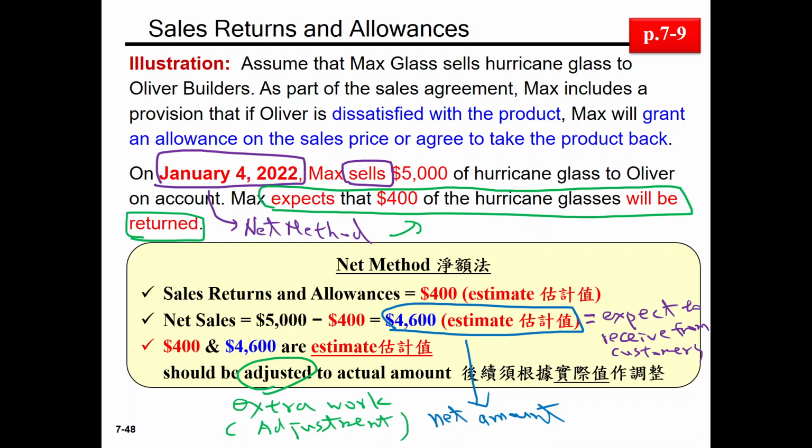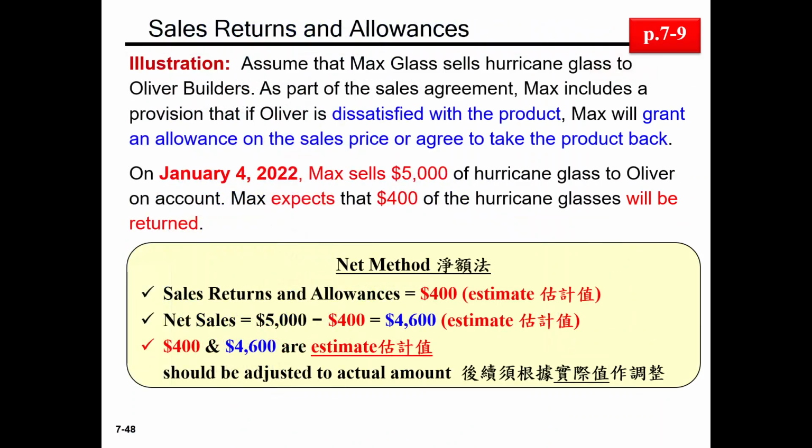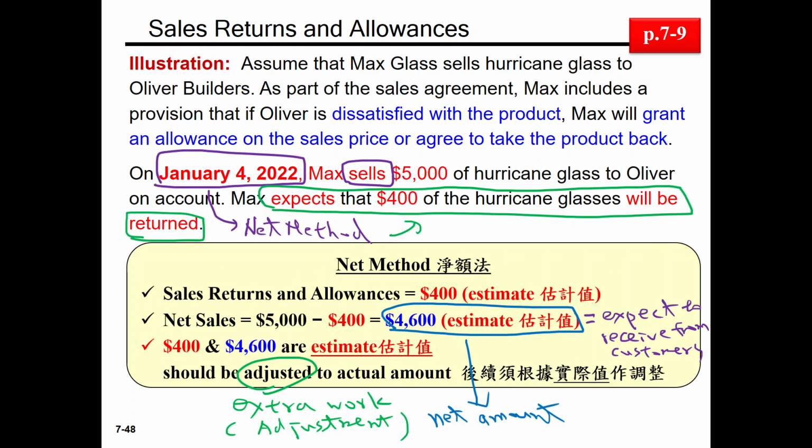Okay, so if you understand the numbers, how do we record it? Any questions? No problem. If you remember the concept we mentioned in chapter 8, what did we talk about? True sale, right? I sell the product. Is it a true transaction or not?